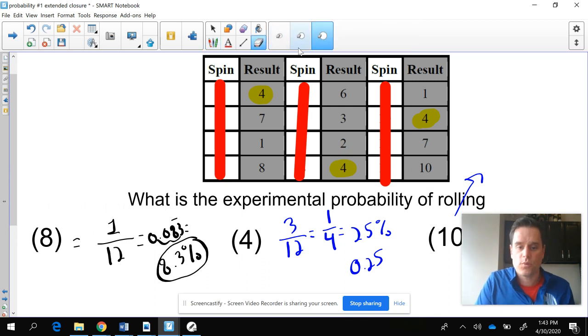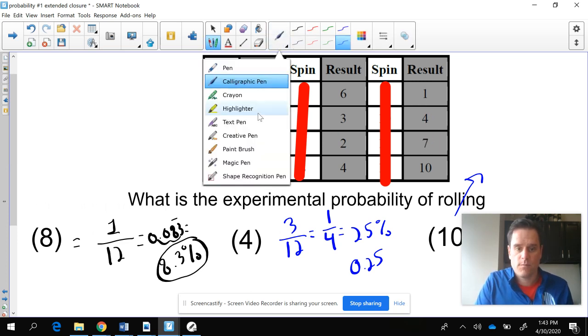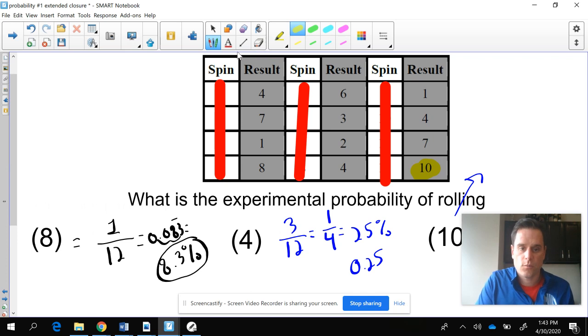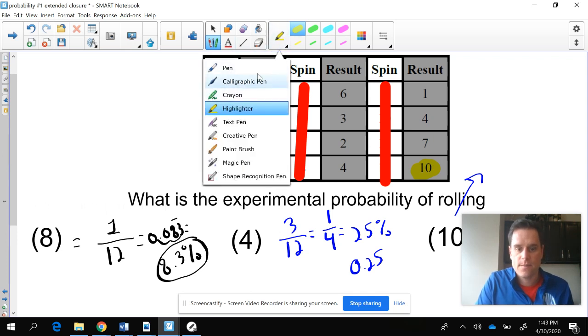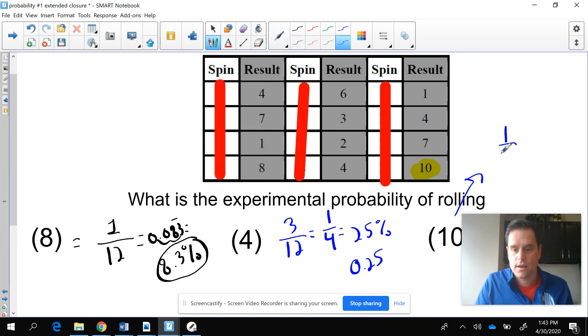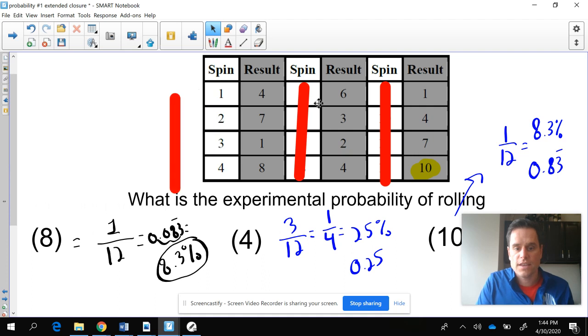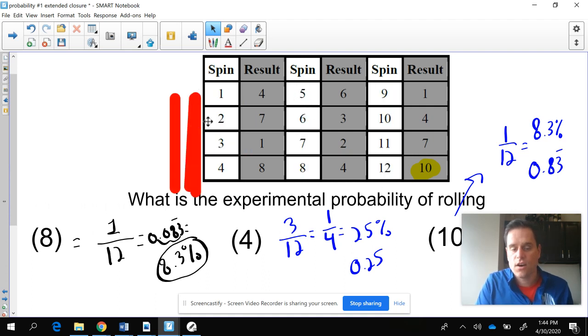And what's the experimental probability of getting a 10? If you take a look here, it should be, I believe, the exact same answer. There's only 1 of them, right? So it's going to be the same thing as getting an 8. There's just 1 out of 12 total, and it's going to be 8.3%, or 0.083 repeating. Okay? Why do they do this? They do this to confuse you. These numbers here are just the number of spins, and they kind of put it in a way sometimes like that to confuse you to see if you're really paying attention.